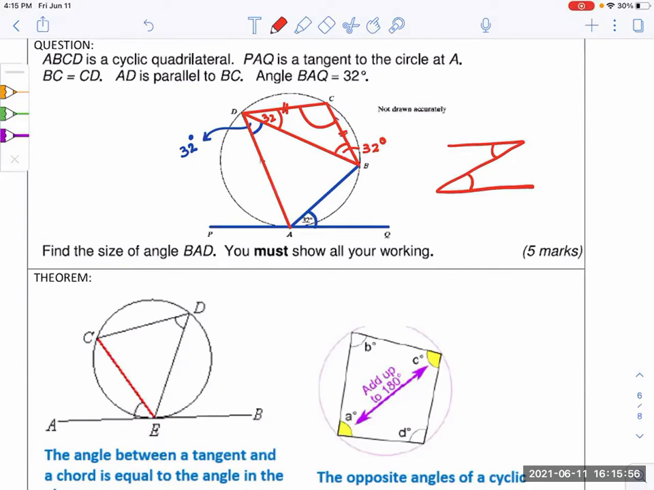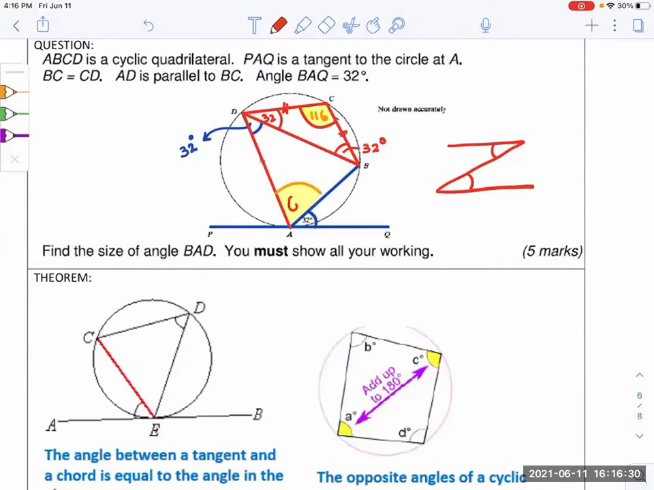116. Do you all agree? Yeah, miss. Right. So here is 116. This is a cyclic quadrilateral. So what you know about this angle and this angle, they add up to 180, not so? Yeah, miss. So find the value of A. 64.